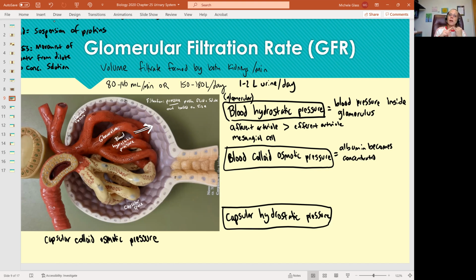So you're going to see red blood cells do not leave the fenestrated capillary, so they don't leave the glomerulus. White blood cells are not leaving here. Platelets are not leaving here. And plasma proteins such as albumin are too big to leave here.